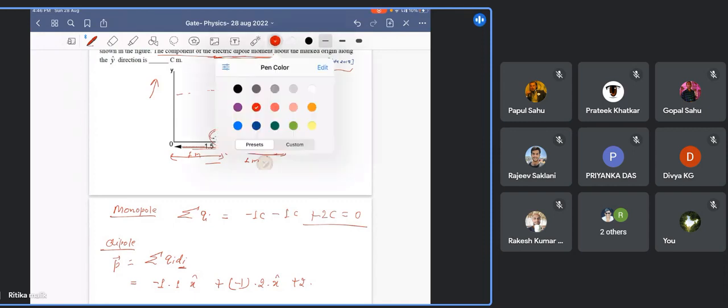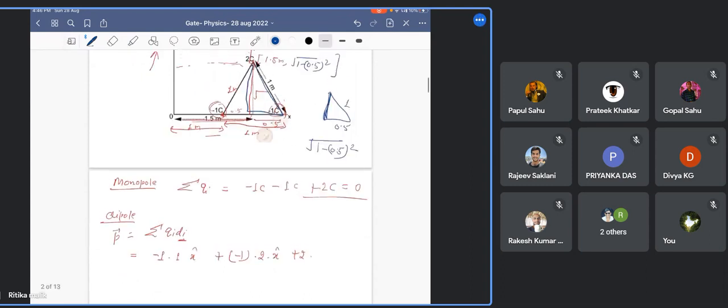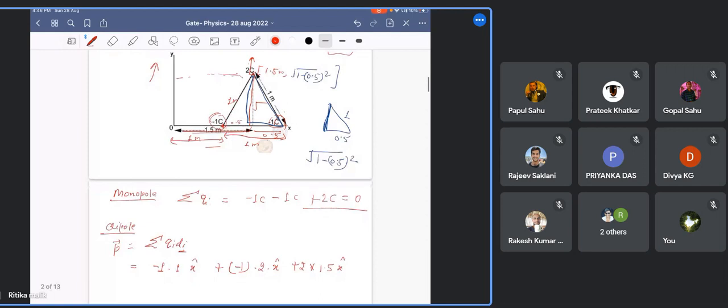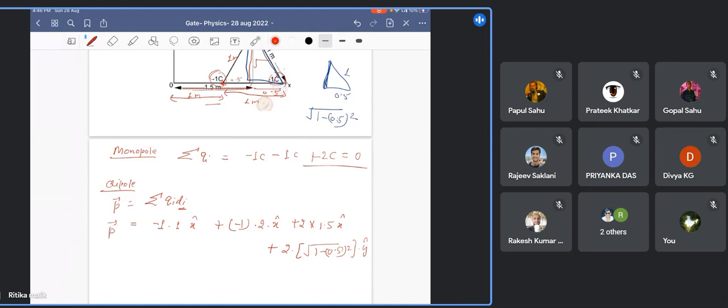For example, we can take this as a right angle triangle, and we know its hypotenuse and base. So we know what this is. This will be the square root of 1 minus 0.5 squared. So the other coordinate, in the y direction, is the square root of 1 minus 0.5 squared. So we have 2 coulomb charge multiplied by 1.5 in the x cap, plus 2 coulomb charge times the square root of 1 minus 0.5 squared distance in the y cap. So this is our dipole completely.